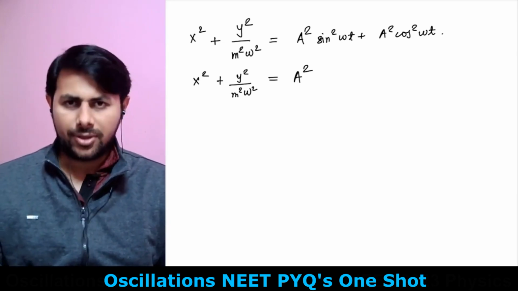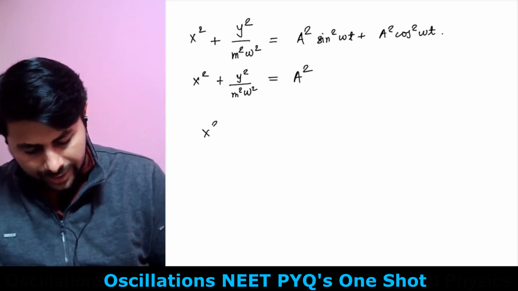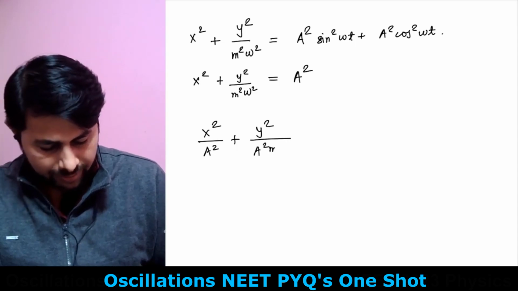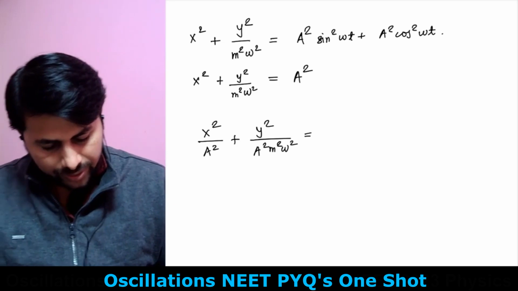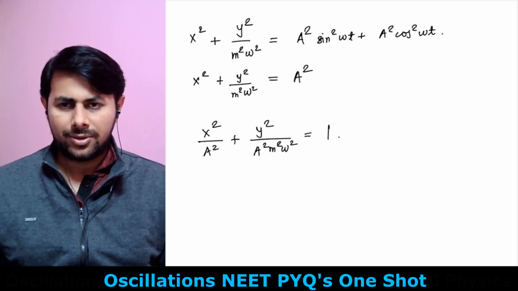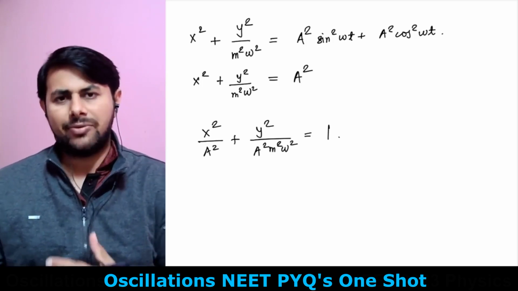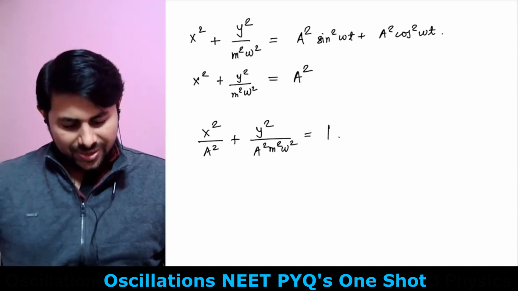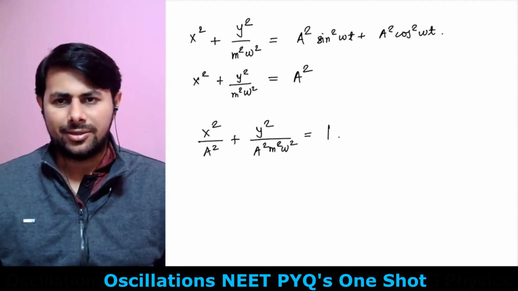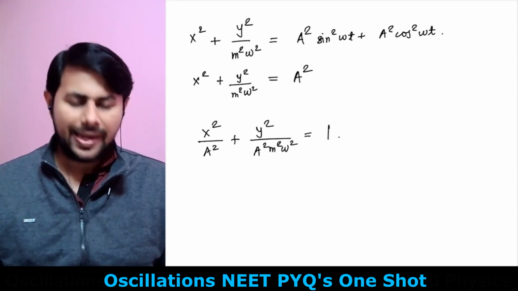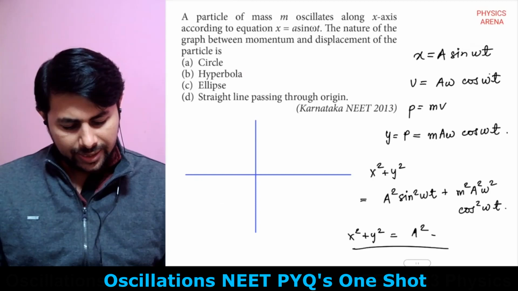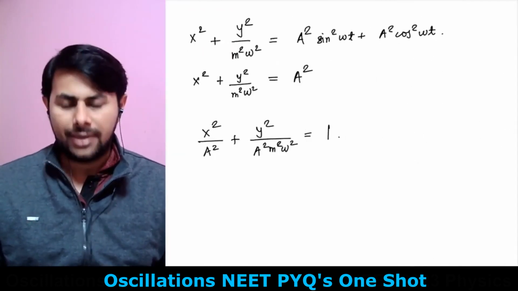If you take a square also on the left-hand side, what do you get? x square upon a square plus y square upon m square omega square a square is equal to 1. So this is an equation of an ellipse. The equation of an ellipse is x square by a square plus y square by b square is equal to 1. This is an equation of an ellipse, right?